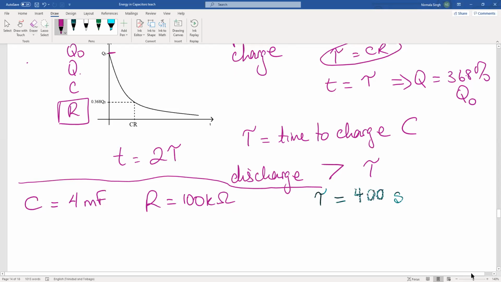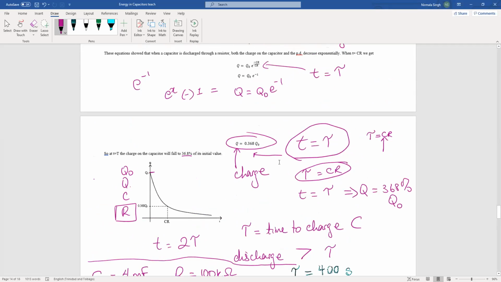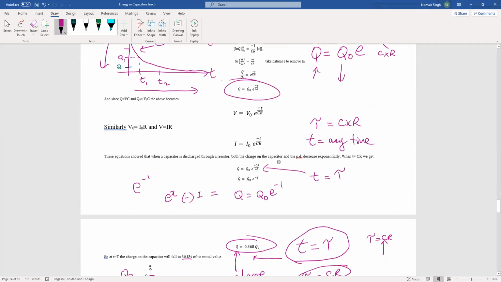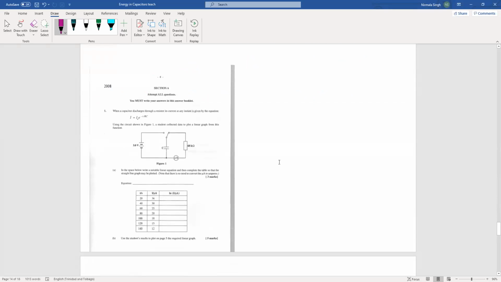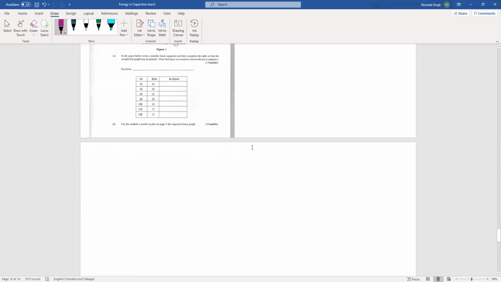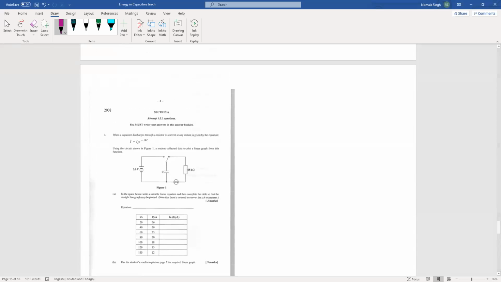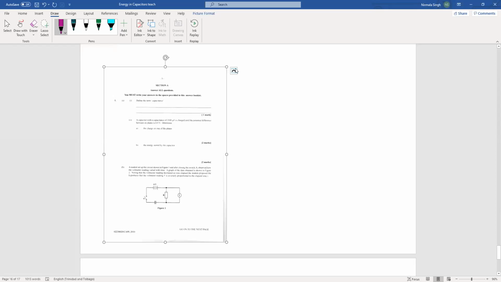Just to give you a little tip, no, actually I won't give you a tip on how to discharge the capacitor easily in a lab because you won't remember it. I'll tell you when we have the capacitors in front of us. All right, so that's it for this topic. Before we go on to the past papers, we're just going to work out 0.37 or 0.368.